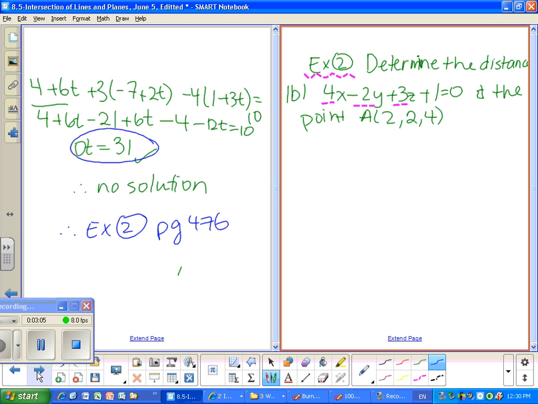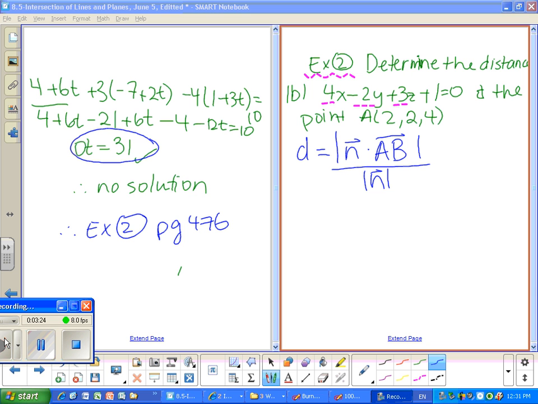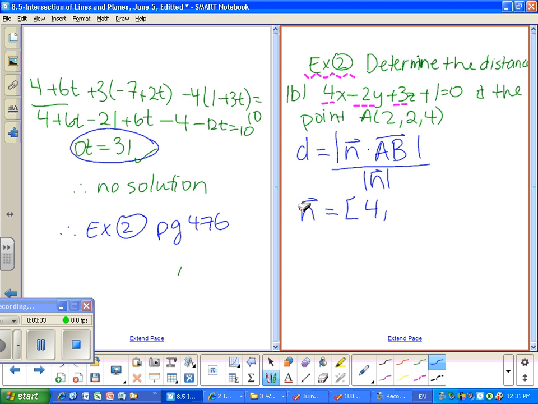So there's the second example. If we're looking for the distance, we can write our distance formula, which is the normal dot the points. I'm going to make up another point B. I could have said anything, but for now we're going to call it B. We don't know what B is yet, though. So if we need to know what n is, where can we find n from? From the equation, that's right. So the purple underlined spots, those coefficients are always the values of the normal.